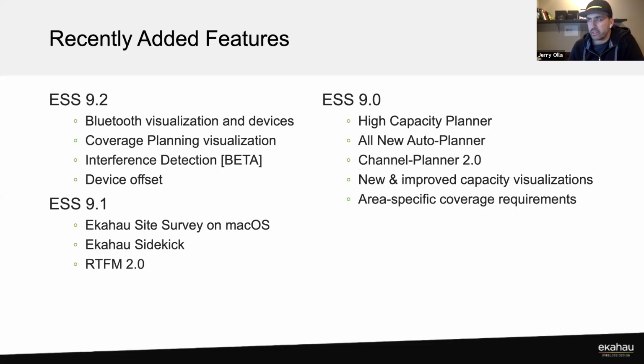Then another one that was more of a smaller thing in the sense of visualization, but really has a huge impact, is device offset capabilities. With the Sidekick, that allowed us to create this standardized measurement, using a standardized device and then being able to offset those measurements. So I think that's been a really popular feature.